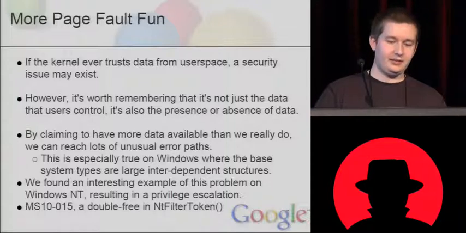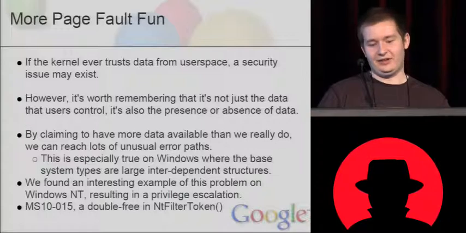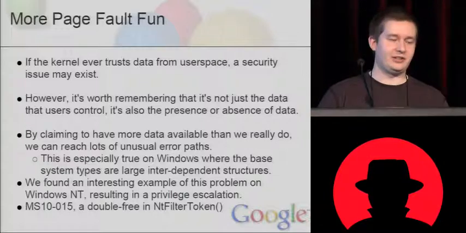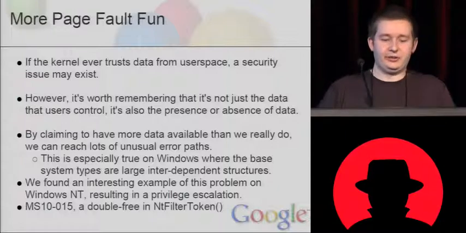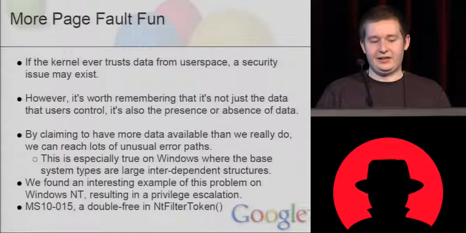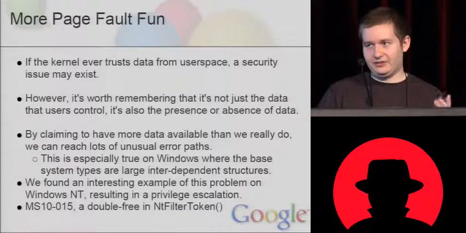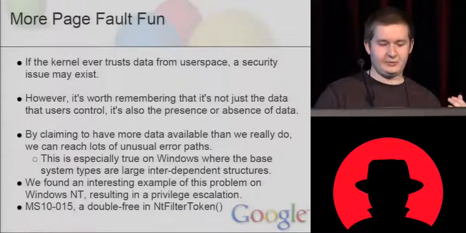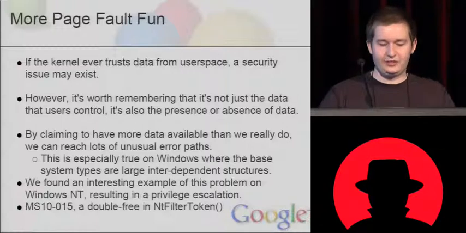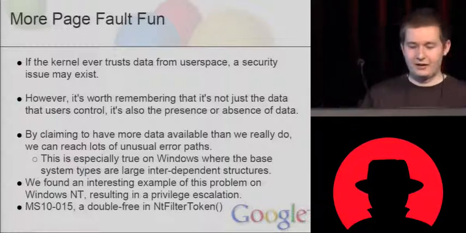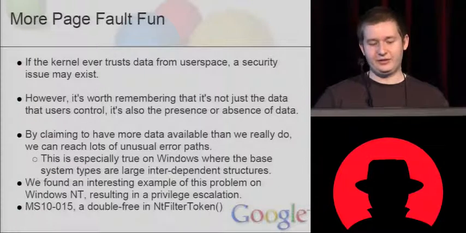So obviously, it's well known that if the kernel ever trusts any data from user space, then there's going to be a security issue somewhere. But it's not just the presence of data that users control, it's also the presence or absence of data. So you can set up some nonsense and tell the kernel this is some data structure it's expecting, or you can say there's more data here than was expected, or less data than expected, and strange things can happen. So by claiming we have more data available than we really do, we can reach lots of unusual error paths. This is mainly true on Windows.